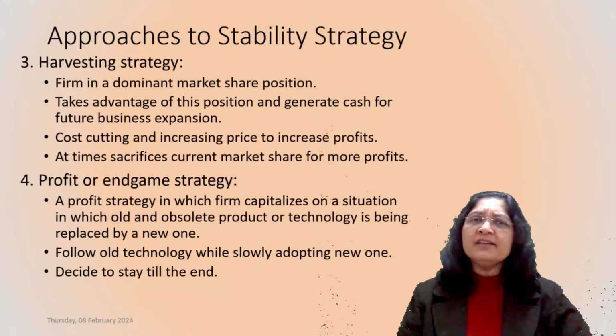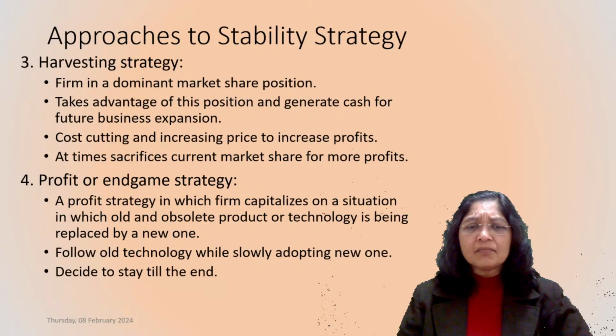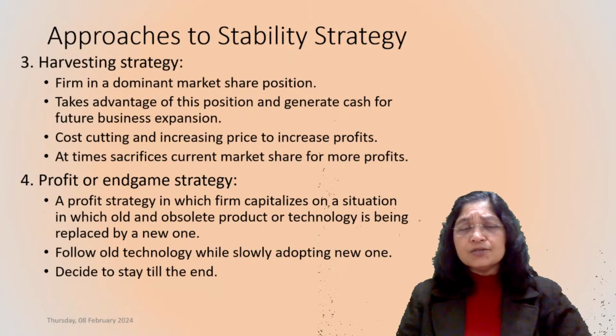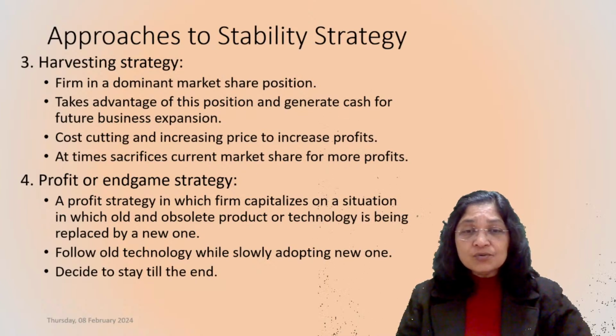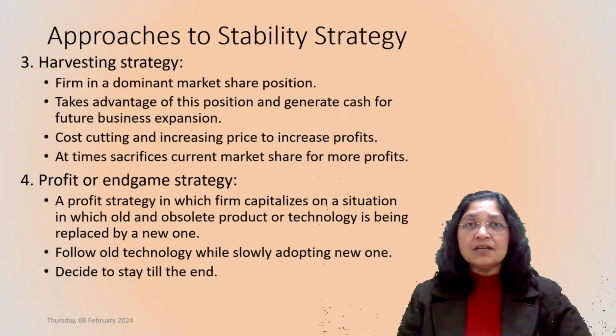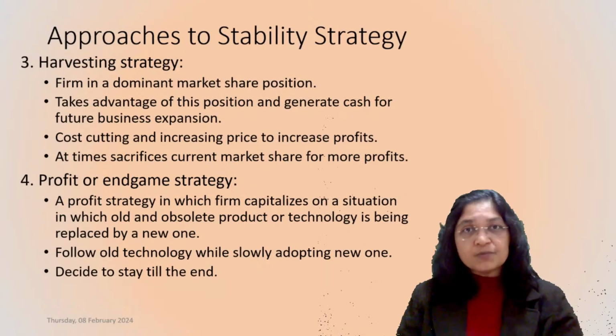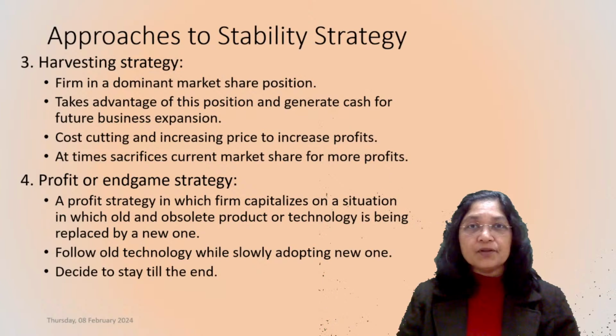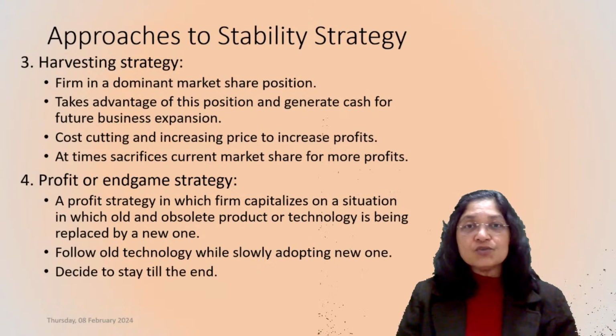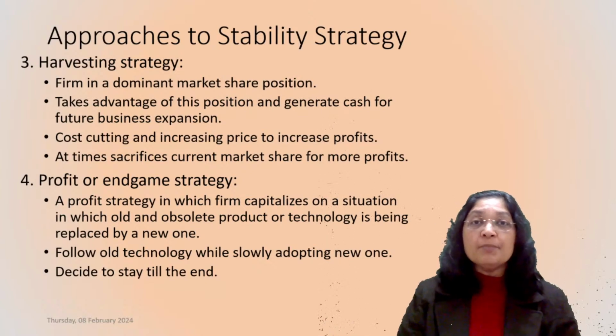And the fourth is the profit or end game strategy. That is, the company has already reached the saturation point. It is at that very stable point and cannot move beyond. So it tries to capitalize on that situation, because after this there will be a fall. The products will be obsolete. The market would demand better products, or our competitors are doing enough research so that they are able to come up with better products.